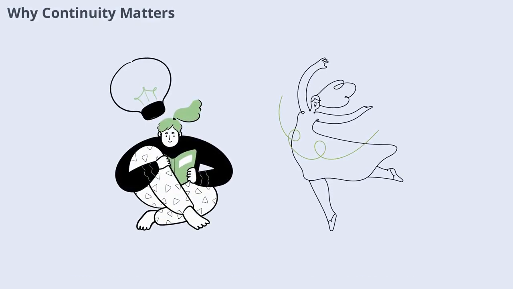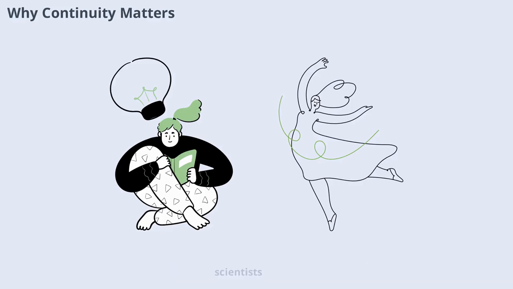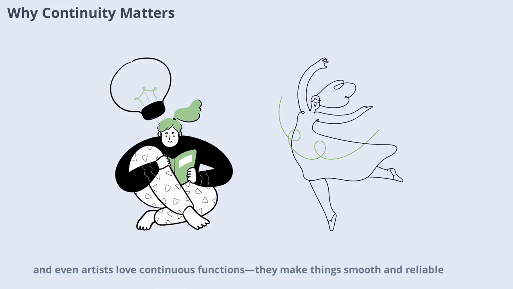Continuity is important because it helps us predict what happens next. If a function is continuous, we know there won't be any surprises or sudden jumps. That's why engineers, scientists, and even artists love continuous functions. They make things smooth and reliable.